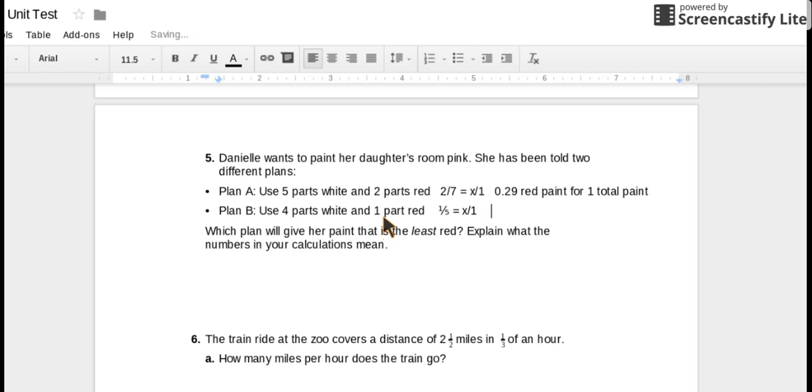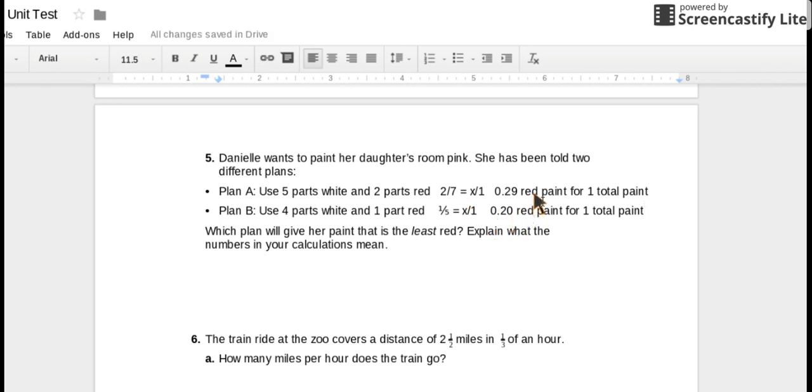And again, we solve the proportion, multiply the partners and divide by the loner. So 1 times 1 is 1. 1 divided by 5 gives us 20 hundredths. It's 2/10, but it'd be easier to compare the two if we made it the same amount of places after the decimal as this answer. So that's 20 hundredths part red for 1 total paint.